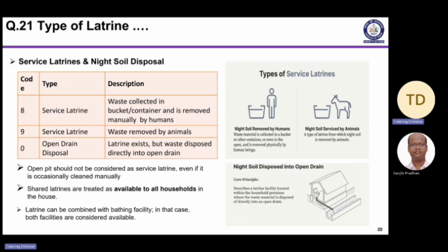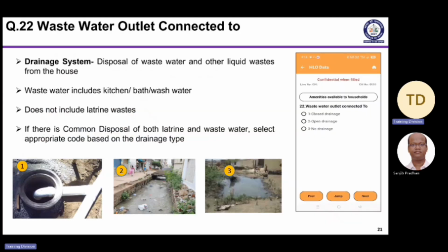So let's see what data has come for the pretest. For the pretest also, open defecation has come. There is a chance of that, I feel, because we have purposefully selected some interior places for the pretest. So in some interior places in the forest areas and all, maybe there is open defecation. Then open drain disposal: I mean, the latrine exists, but the waste is disposed directly to the open drainage or to some river or something. It's just open drain disposal.